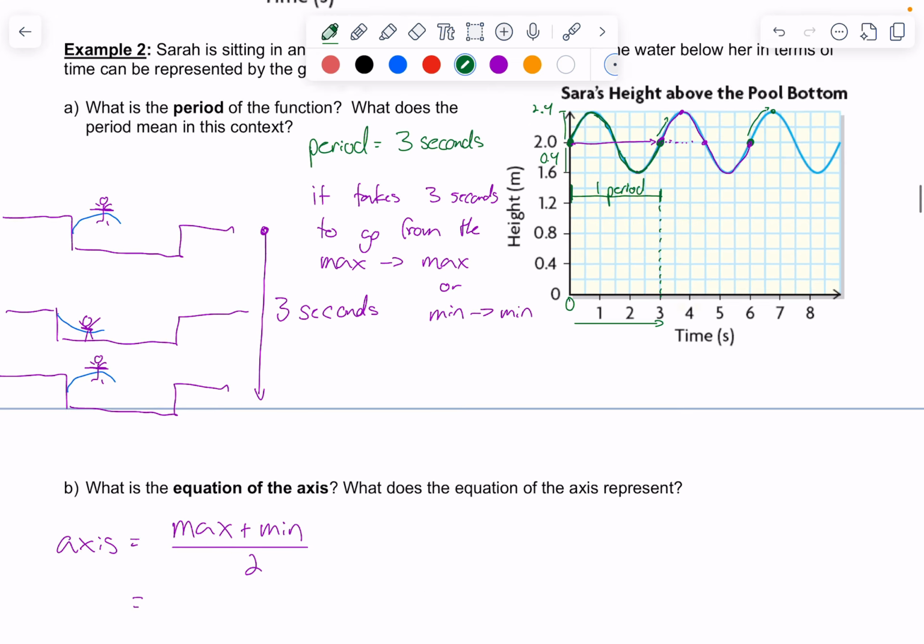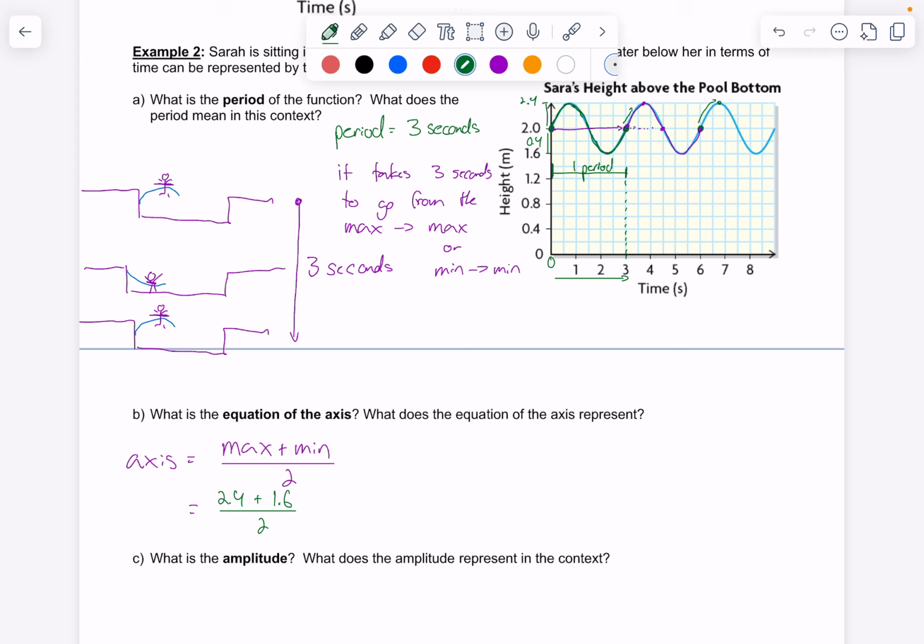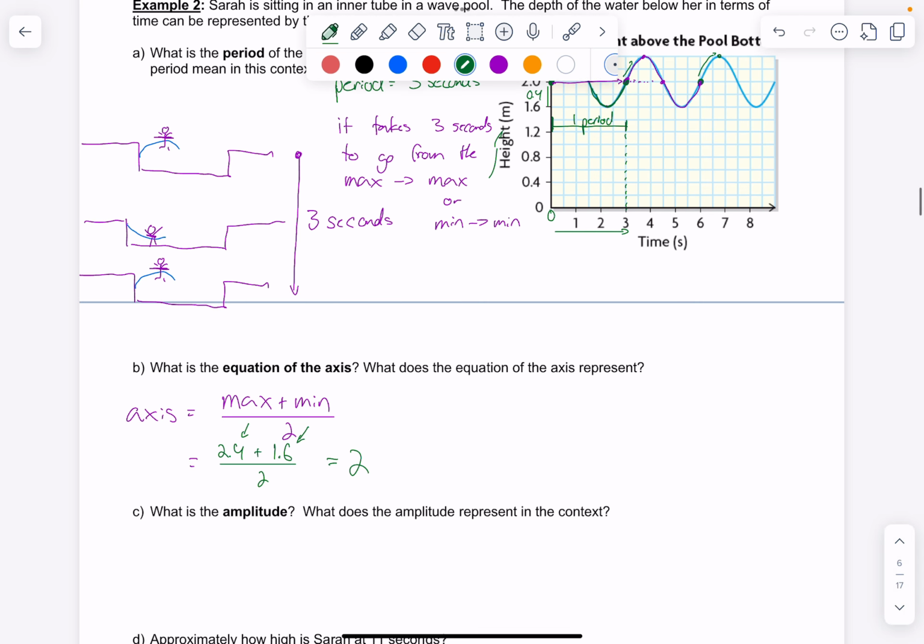Divide that by 2. So let's see if my mental math is good today. That's 4, that's 2. So our axis of symmetry is 2. And that is a y value, because all of these inputs here are y inputs, right? I'm just reading them off the y-axis. So what units would the y-axis be? Well, that is 2 meters. And so what does that 2 meters represent?